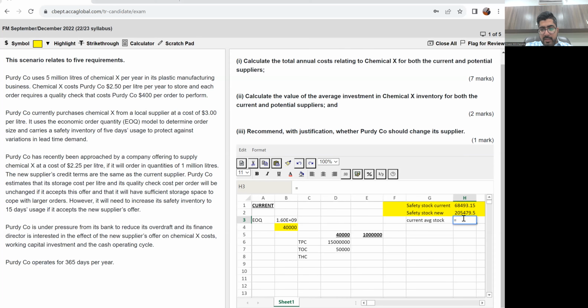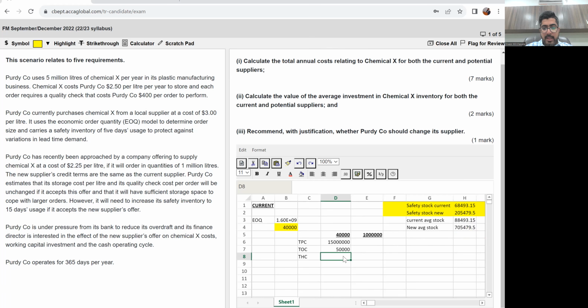Okay, so current average stock is safety or buffer stock, that is in H1, plus half EOQ. So half EOQ currently is 40,000, right? Okay. And new average stock, safety or buffer stock, that is H2, plus half EOQ. So half EOQ is then 1 million.